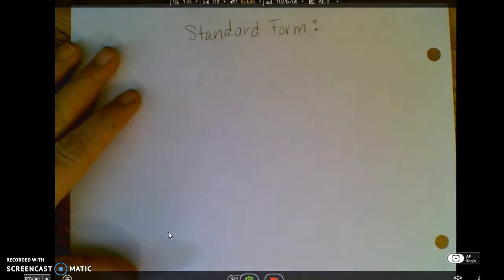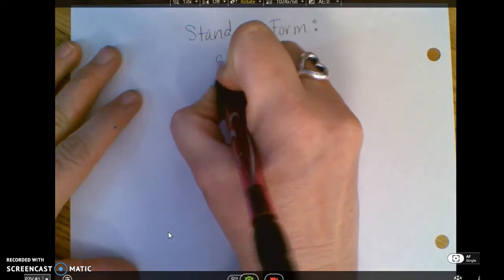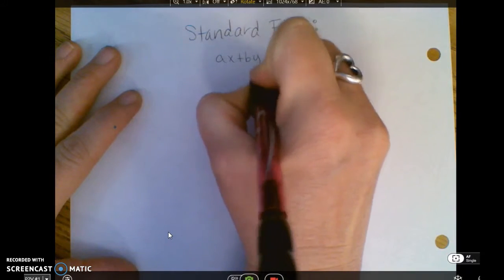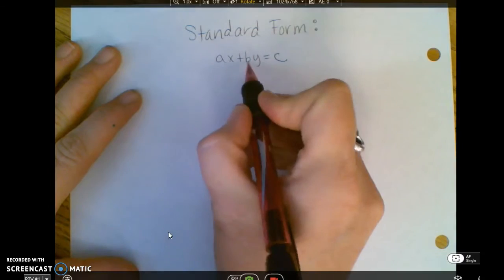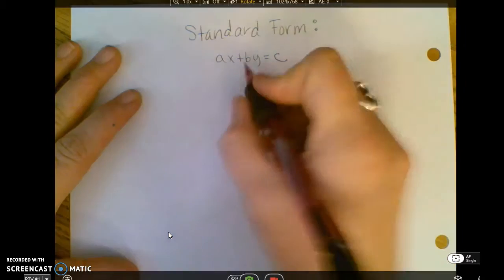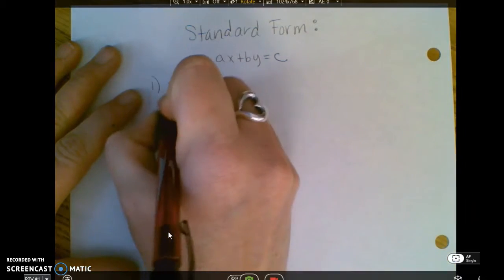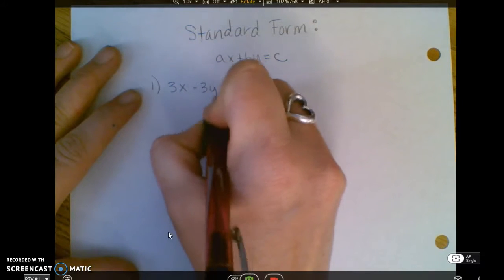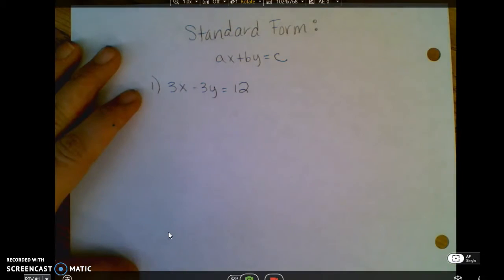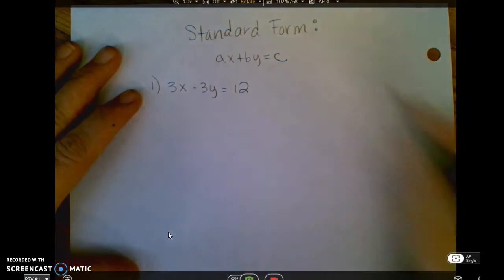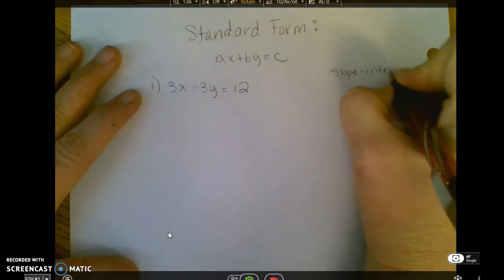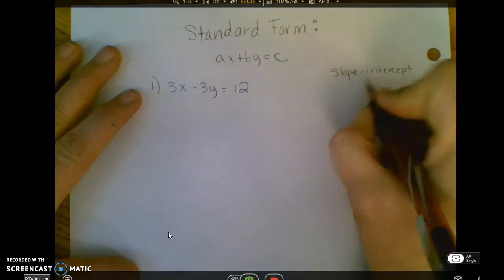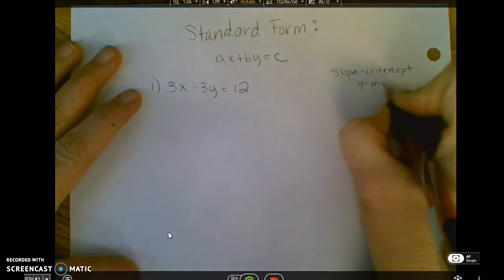Standard form. Standard form of an equation is ax plus by equals c, c being your constant, and a and b are coefficients. Now when you're in standard form like this problem, 3x minus 3y equals 12, I cannot graph that with a graphing calculator or by hand. So my goal is to get it into slope-intercept form, and that's y equals mx plus b.